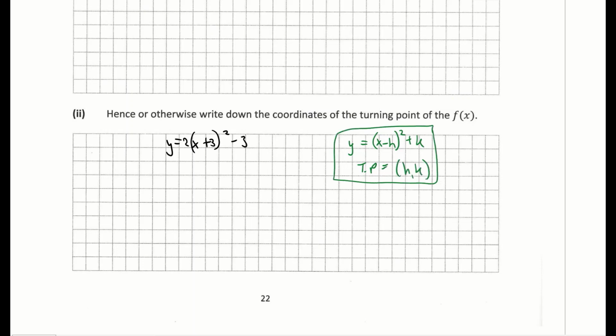And if we match them up from our equation, our h is going to be negative 3, because we'd have to put in minus 3 there to make a positive 3, because minus minus becomes plus. And that means that k would equal minus 3 as well, because it is positive k in our standard form. So therefore, my turning point is (minus 3, minus 3). And that is question 9 complete.